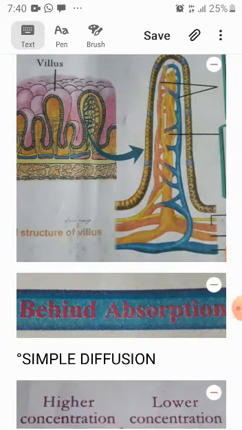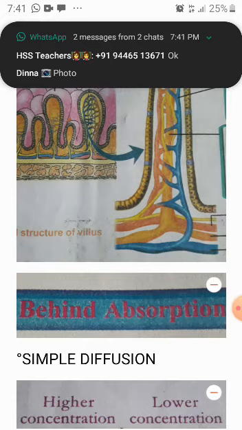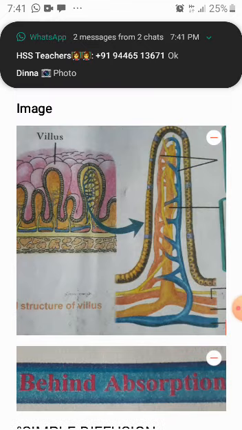In our previous class, we studied the structure of the small intestine. The completion of digestion and the beginning of absorption of food take place in the small intestine. In it, we studied that digestion is the process of conversion of complex food materials into easily absorbable simple form. Then absorption begins in the small intestine.